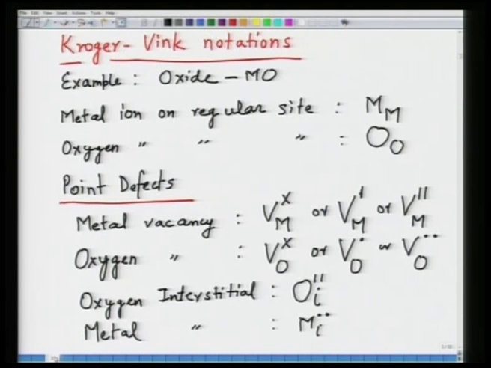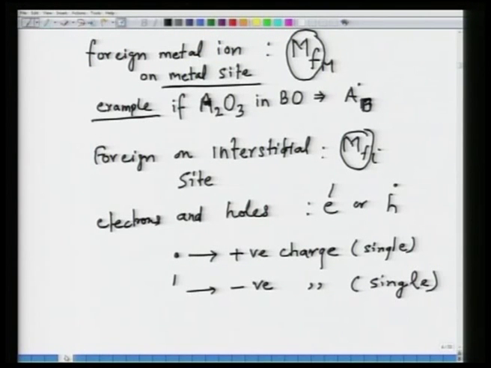And then we introduced the Kroger-Vink notation, where each defect, whether charged or uncharged, has a particular notation by which it is denoted. In a nutshell, if a defect is positively charged, it is denoted by a dot on top of it. For example, in the case of oxygen vacancy, you write V_O double dot if it is completely ionized, and in this course we will assume that all the defects are completely ionized. If it is a negatively charged defect such as a metal vacancy, then it would have a dash. One dash would mean single charge and two dashes would mean double charge, and so on.